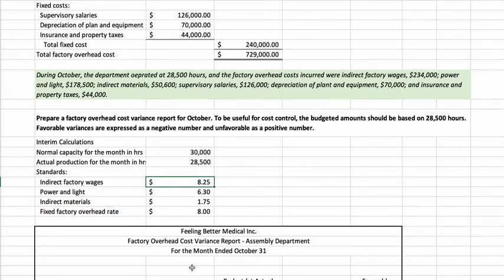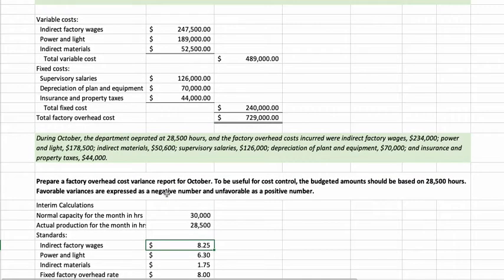So how did I get the 825? Let me scroll up just a tiny bit. I took what I projected to pay, which was $247,500, and I divided it by the normal capacity for the month, which was 30,000 hours. That tells me that it really should be $8.25. That's what we should charge for each hour.